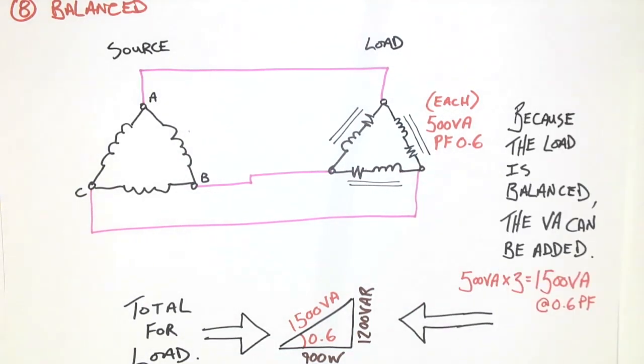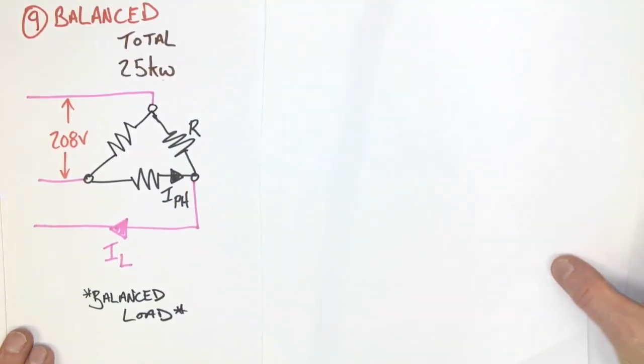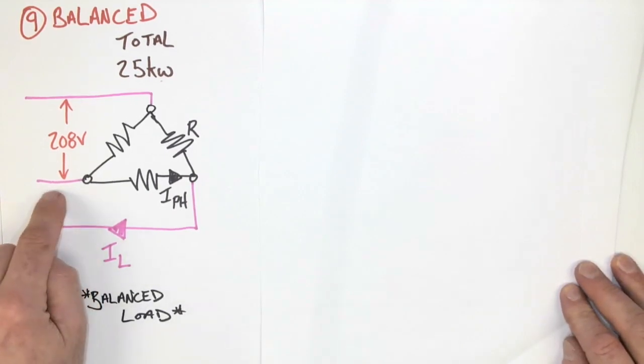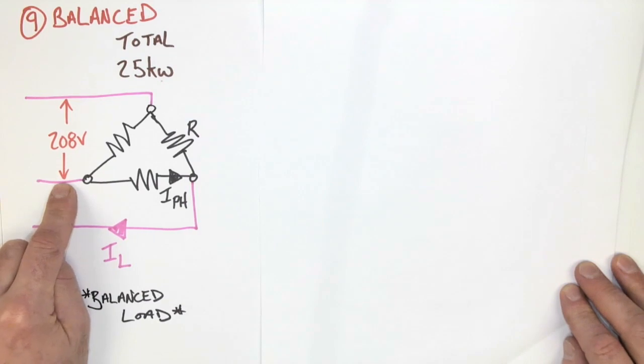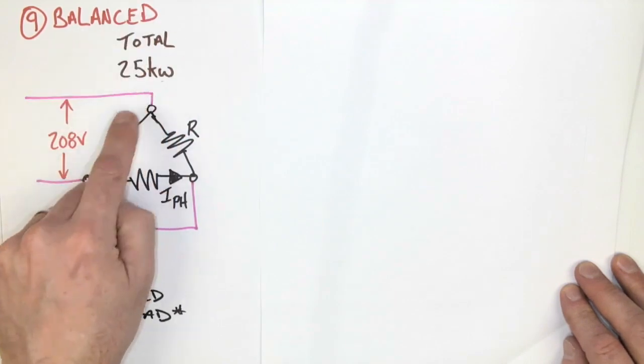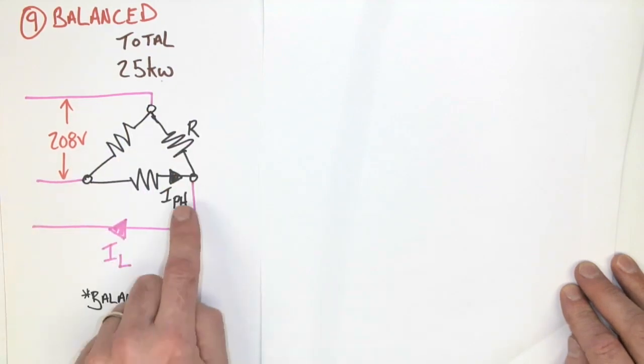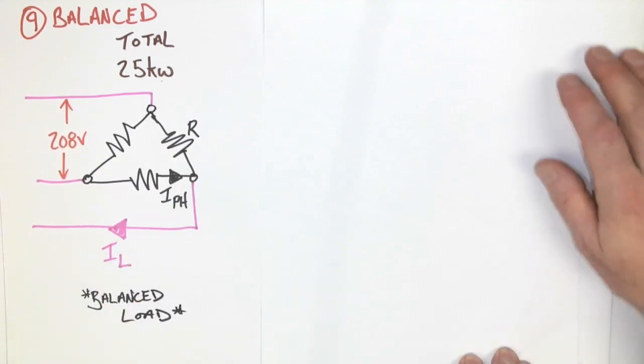So because the load is balanced, the VA can be added. And it's only because it's balanced that we're able to do this. All right, well, let's take a look at another balanced example. And this time it's going to again be a delta load. So this time we're given a delta load, it's balanced, and all we're told is that it's 208 volt line and that the total watts of the load, all three added together, is 25 kilowatts. We want to know what's the phase current, the line current, what's the resistive value.